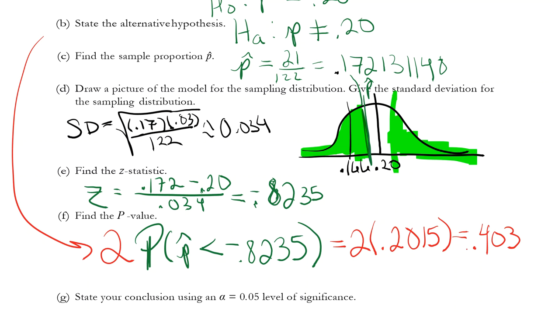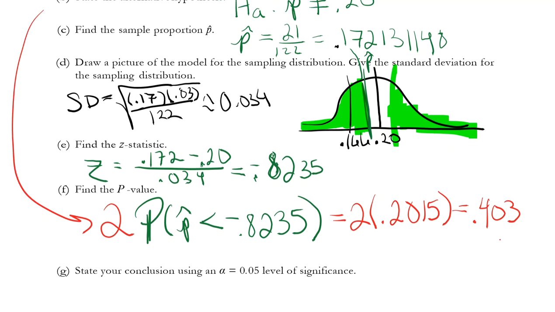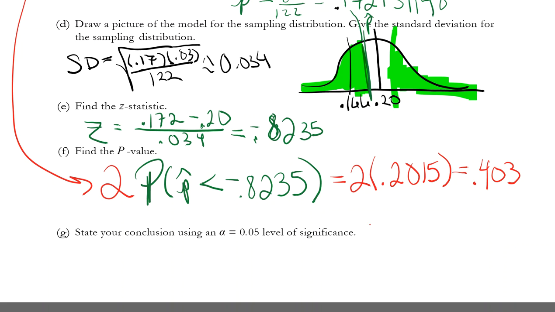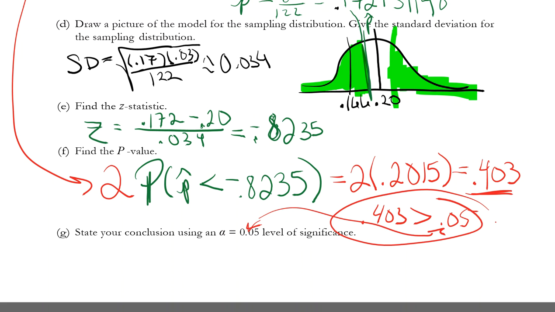That's very big. It's so big. That's such a big P. You know what I do with a big P? I don't reject it. So hopefully you're looking at this large value of P and you're like, oh, 0.403, that's way bigger than 0.05, my alpha level. So I'm going to look at this and say, ooh, fail to reject.